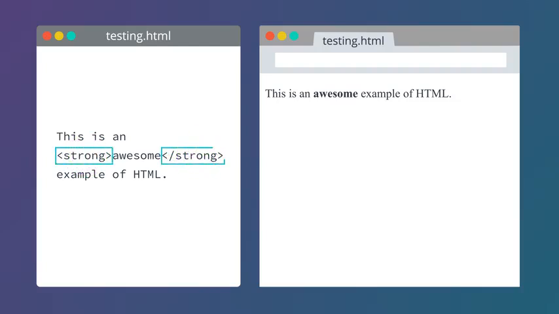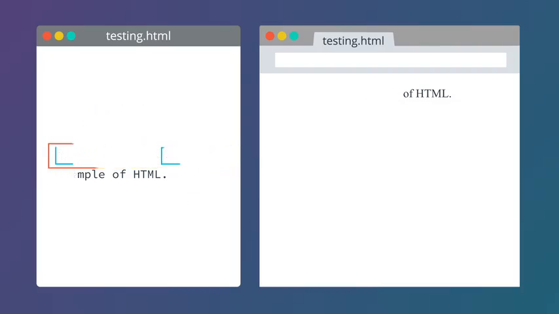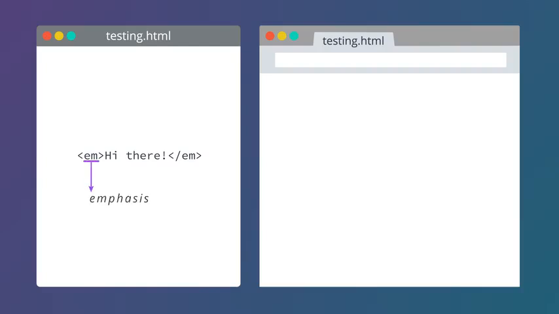This word strong inside these symbols is a tag, and this whole unit with two matching tags and some text in between is called an element. Here's another example of an element. This one is called an EM element. EM stands for emphasis. It means that the text inside should be emphasized. Usually that means it's displayed in italics. Whatever contents are inside the element, like "Hi there," will be displayed that way in the browser.